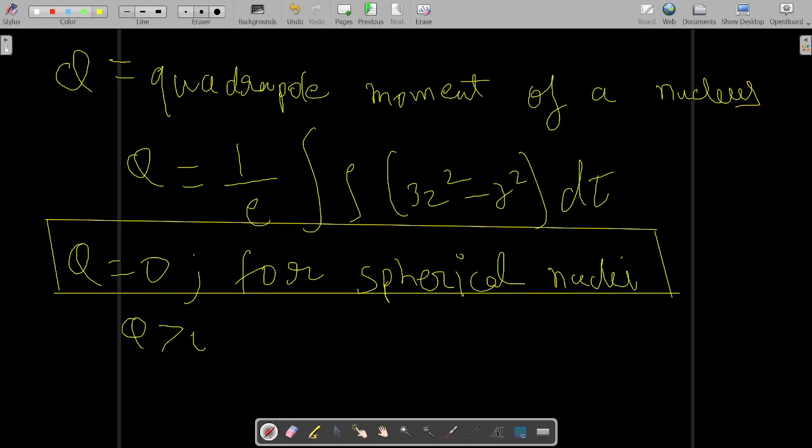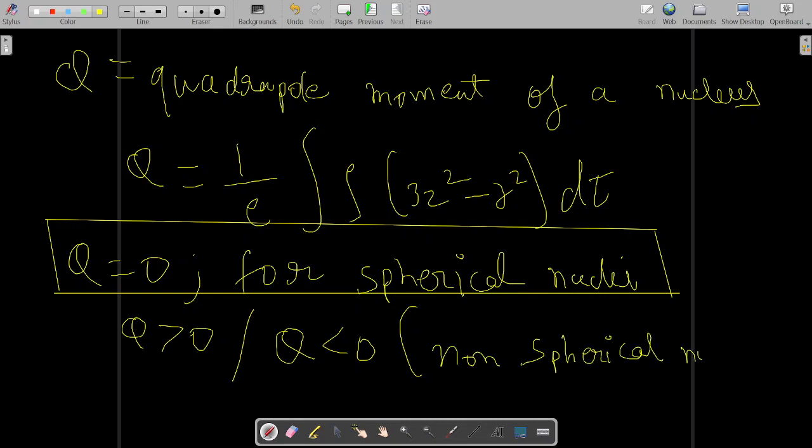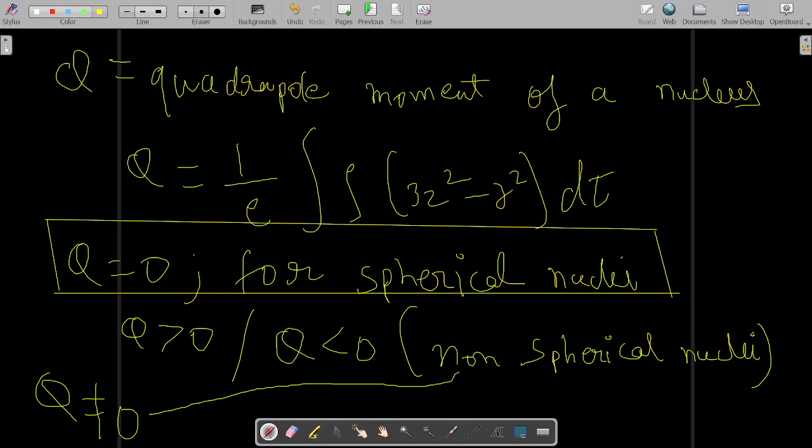Suppose the quadrupole moment is greater than 0, or less than 0, then what will happen? Those nuclei are non-spherical. So you can also write it like this: Q not equal to 0 for non-spherical nuclei. For a nucleus to be spherical, its quadrupole moment should be equal to 0.